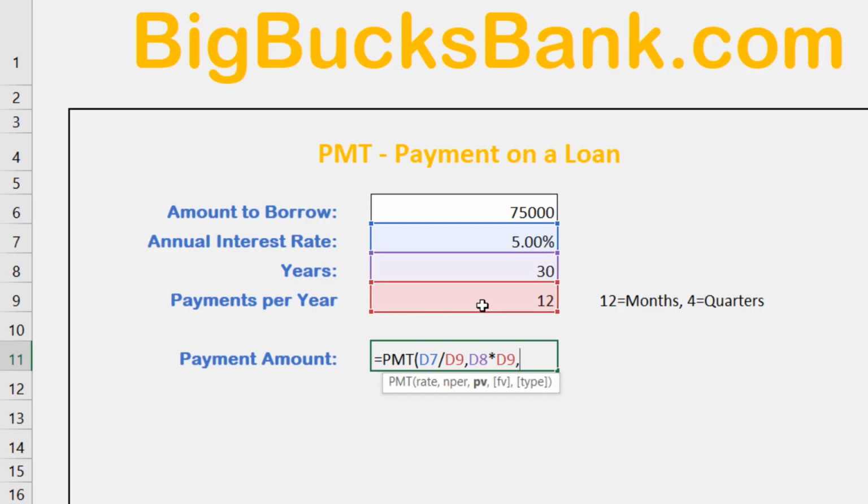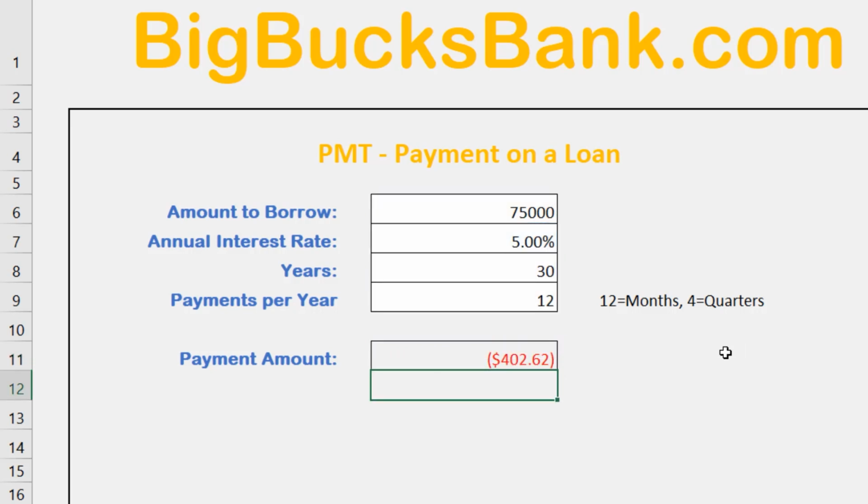The last thing that it wants is the amount to borrow. I'll go ahead and click on that, and then I can close my formula with a parenthesis and hit enter. Here's my formula.